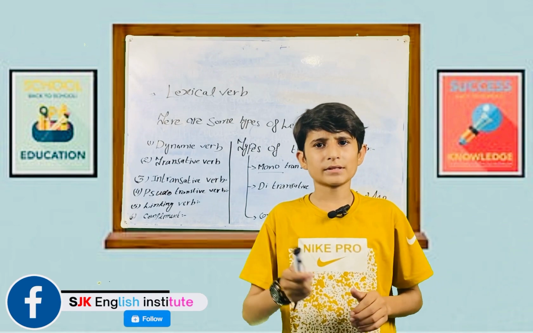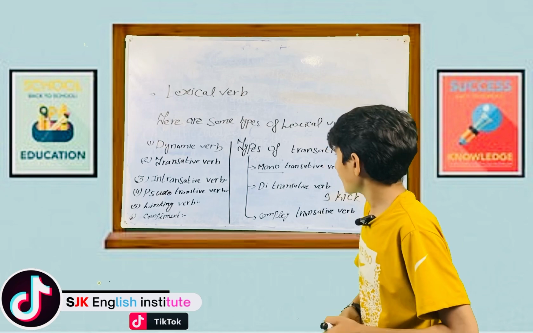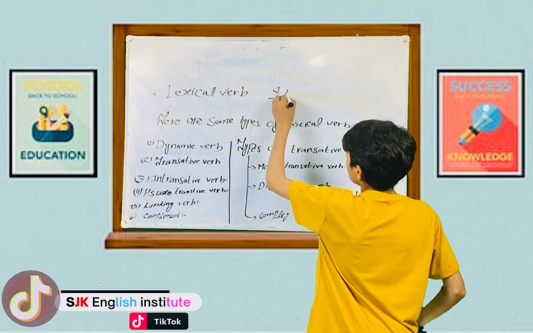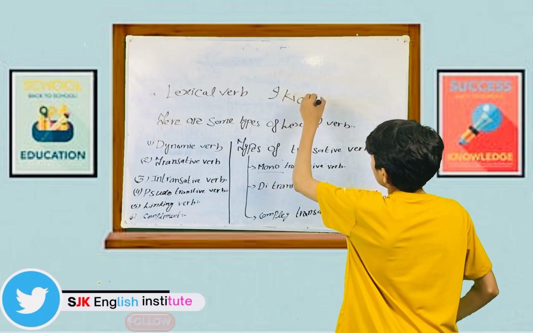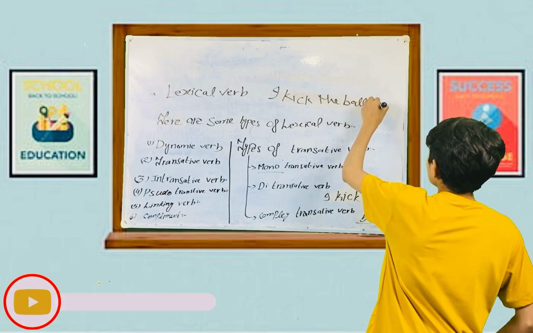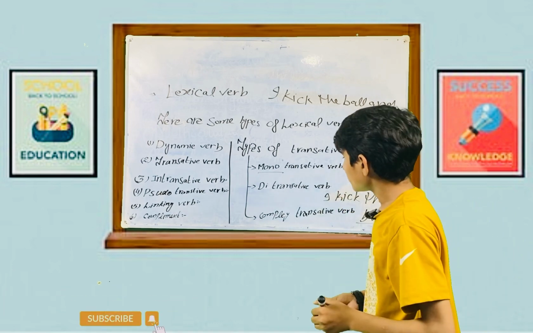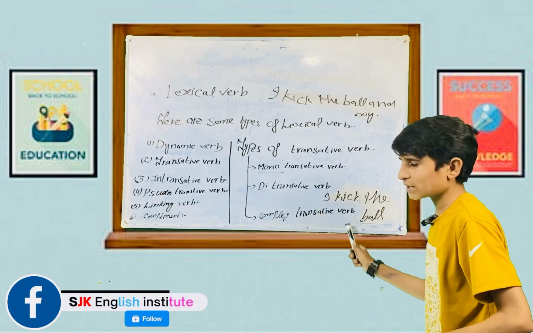After this, ditransitive verb. Ditransitive verbs have two objects. For example, I kick the ball and why. So after this, complex transitive verb.